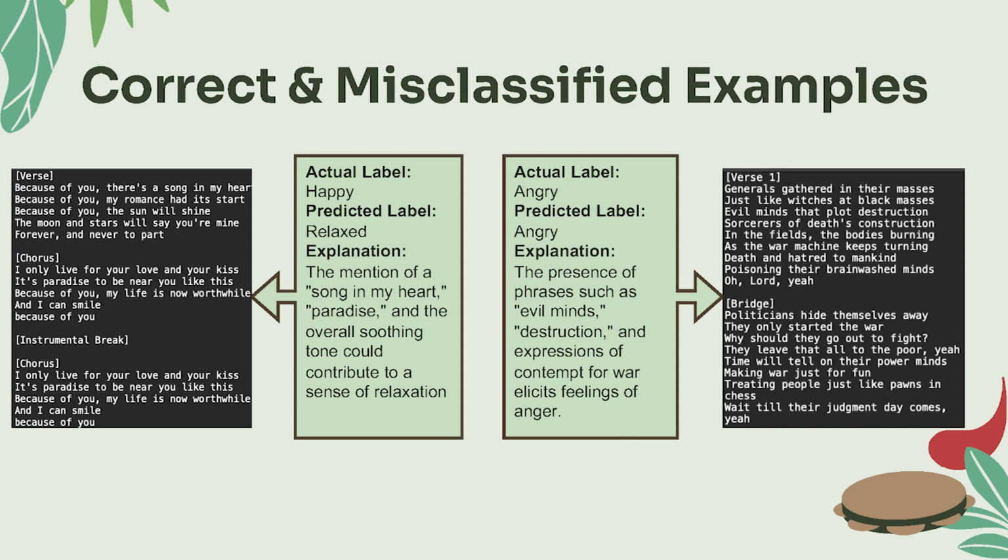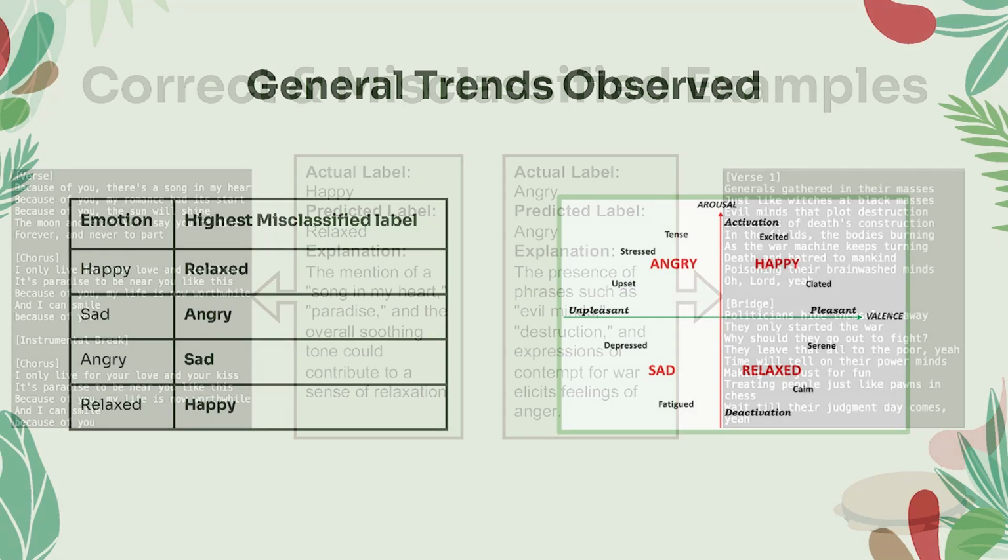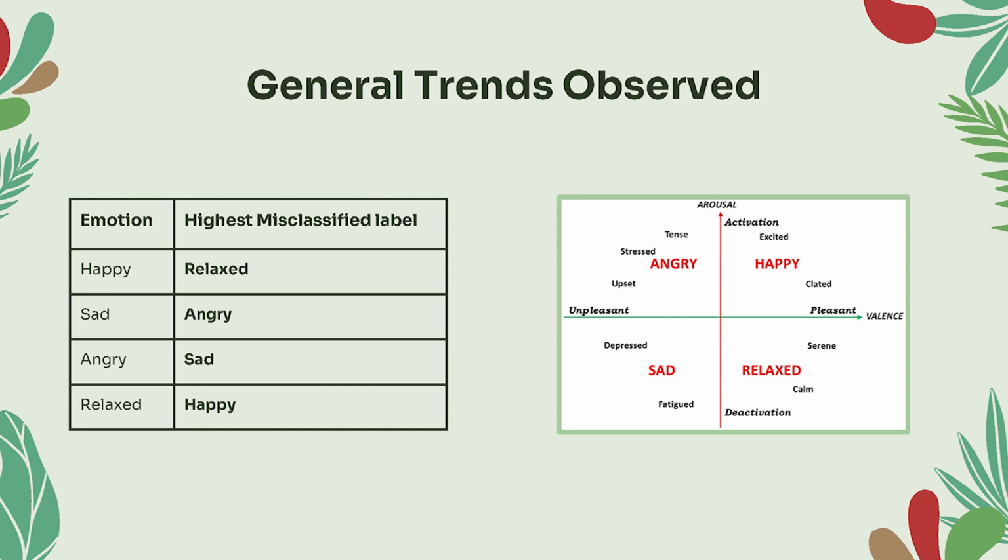And on the left, you see the lyrics which have phrases such as evil minds, destruction, and an overall contempt for war, eliciting feelings of anger, and this aligns with the correct label. We also compiled and tabulated the general trends in misclassification, and we see that happy gets misclassified as relaxed the most, sad as angry, angry as sad, and relaxed as happy. This was interesting to us, and we tried to understand why, and this led us to represent these emotions in the quadrant of valence and arousal.